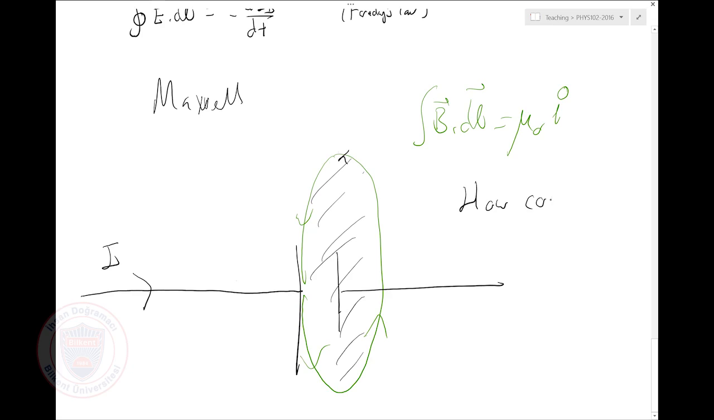However, Ampere's law tells me that no, it's only the current that's passing through your surface that matters. Okay. So how come B depends only on I crossing the surface?